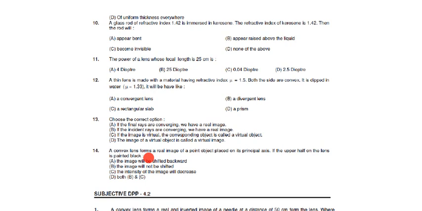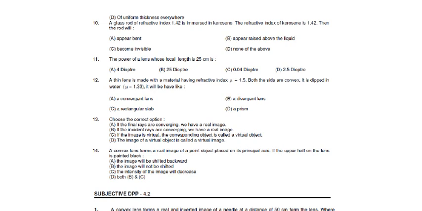Remember that the intensity of the image formed is directly proportional to the square of the aperture. So if you cover half the lens, the intensity will decrease but the image will form at the same position. So its answer is D. B and C are both correct. The image will not be shifted, the intensity of the image will decrease. So these are the answers for the objective section.